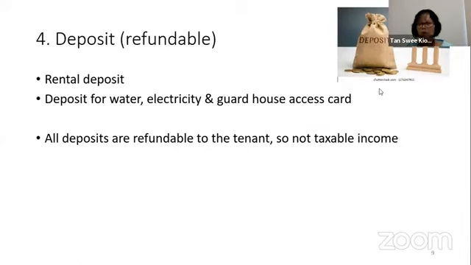When we rent out our property to the tenants, we will collect rental deposit to make sure in case they spoil our things, we can offset it, or they quietly shift out. At least we got some deposit in hand to offset our loss. Also, we will collect deposit for water, electricity, or guardhouse access card. All this deposit is refundable to the tenant, so it is non-taxable income.